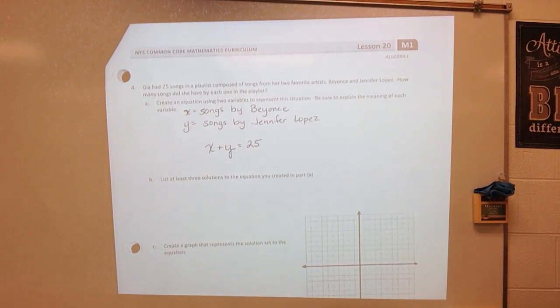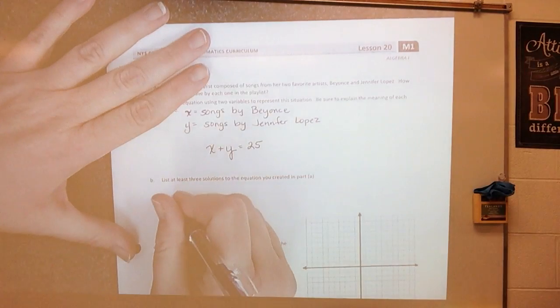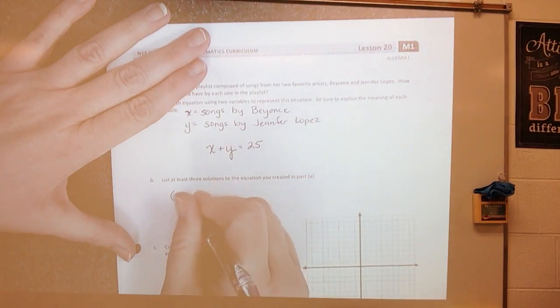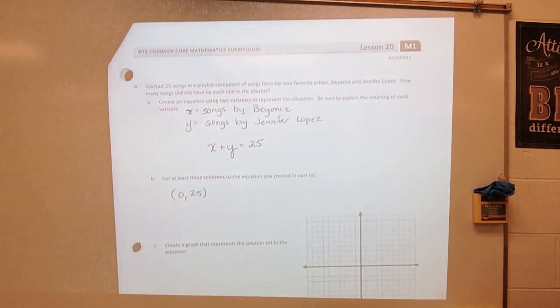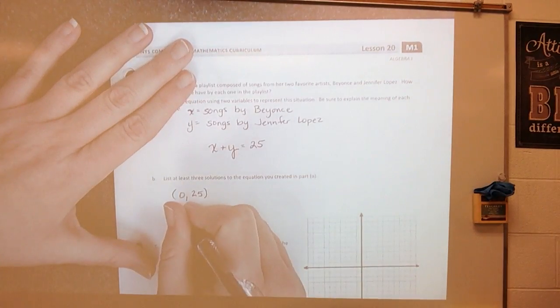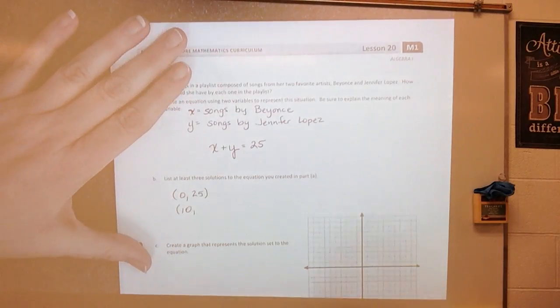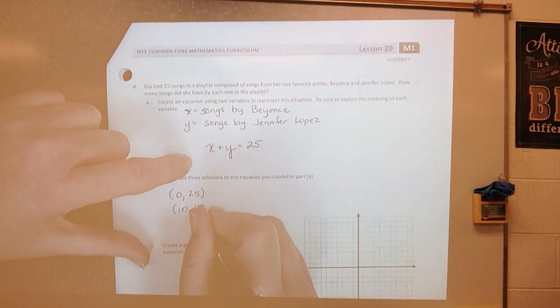So, can I have negative songs? I can't. So, I need to stick with positive numbers. And I also need to make sure my numbers are below 25. So I could say, well, maybe she didn't have any songs by Beyonce, and she had 25 songs by J-Lo. Or I could say, well, she had 10 songs by Beyonce, which means she had to have 15 songs by J-Lo.